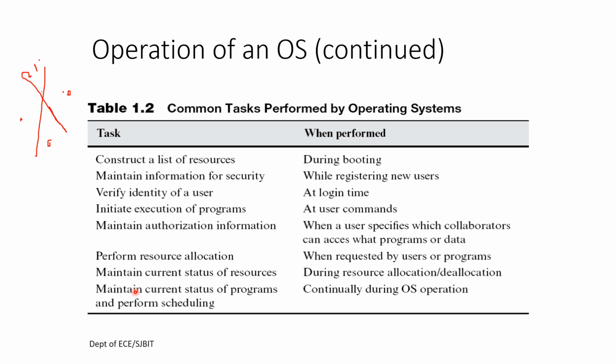So the operating system maintains the resource table: what resources are available, how many are available, and the current status of each resource. When we allocate a resource to a program, the current status of the resource will be updated in the table. When a resource is deallocated from the program and added back, the current status of the resource is updated again.